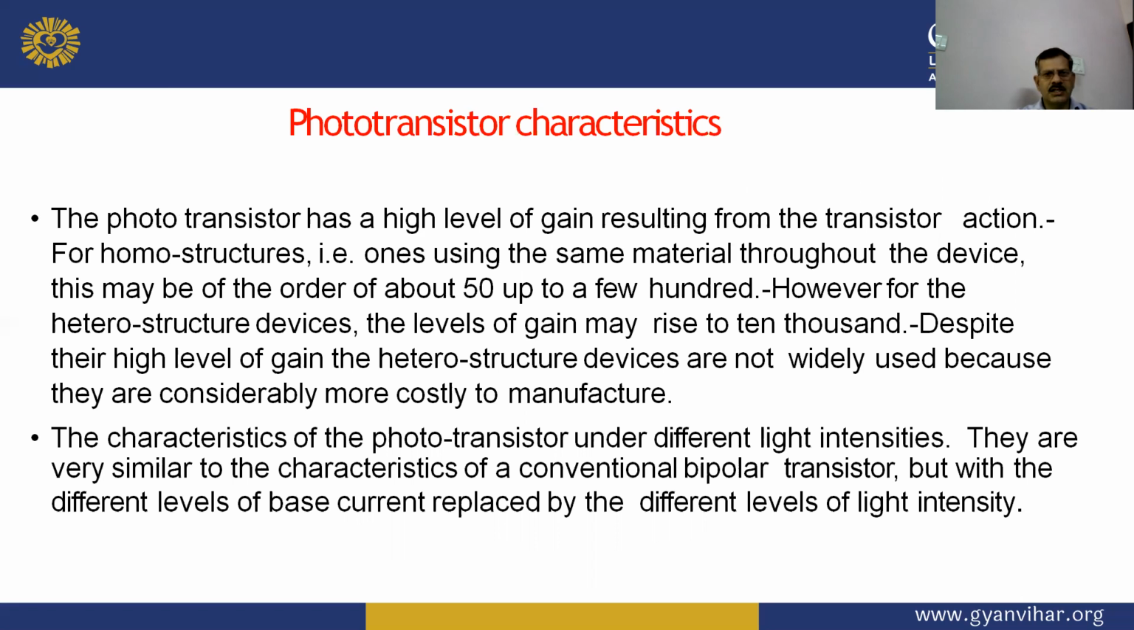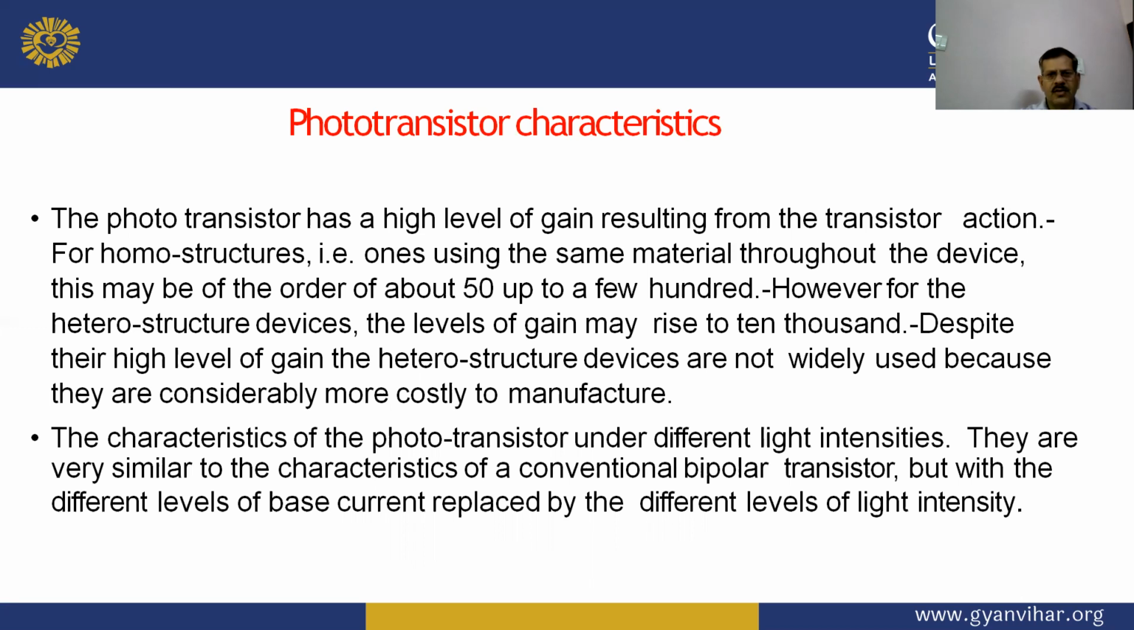The phototransistor has a high level of gain resulting from the transistor action. For a homostructure, using the same material throughout the device, this may be of the order of about 50 to a few hundred. However, for the heterostructure devices, the level of gain may rise to 10,000. Despite their high level of gain, the heterostructure devices are not widely used because they are considerably more costly to manufacture.